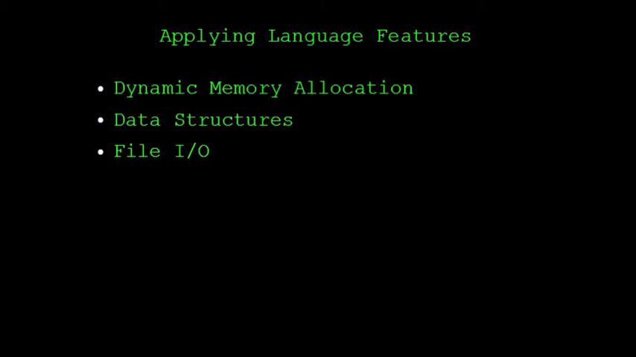From there, we'll move on to some slightly more complex features of the C programming language. We'll look at how to interact with files and get input and output from them. We'll look at how to implement data structures, and then finally how to dynamically allocate memory and what that means in regards to the programs that we write.